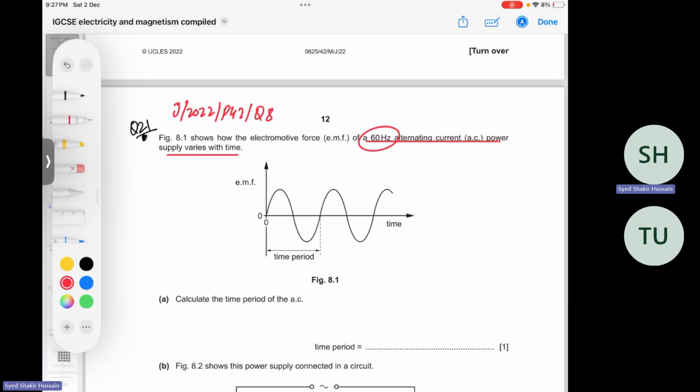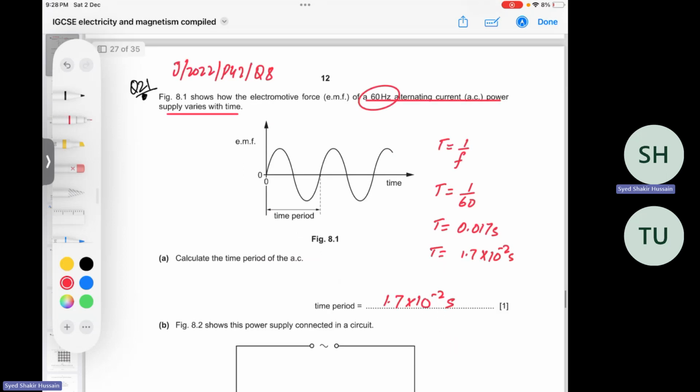What's the frequency? 60 hertz. And so what's the formula for time period? Time period is 1 upon frequency, right? So time is 1 upon 60, right? That makes it 0.017 seconds, right? Or I can write it down as 1.7 into 10 to the power of minus 2 seconds. I hope that's clear.